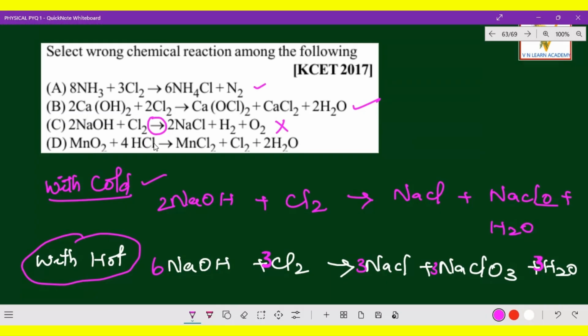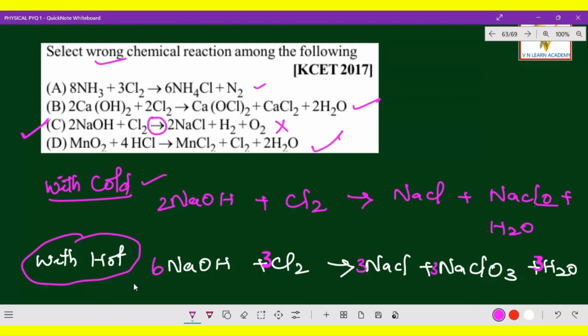MnO2 plus 4 HCl gives MnCl2 plus Cl2 plus 2 H2O. Yeah, balancing the equation. Yeah, for hydrogen, chlorine, how much? For chlorine and oxygen, right? MnO2, MnCl2, 2 H2O. Yes, it's correct. Yes, all these three are correct. Which is the wrong one is what they are asking now. So option C is the wrong one.